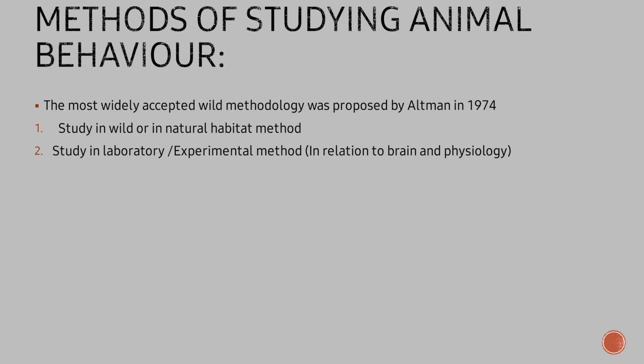So now let us look deep into the topic. What are the methods of studying animal behavior? The most accepted methodology was proposed by Altman in 1974. There are actually two methods of studying animal behavior, which include the study in its own natural environment, which is the wild or natural habitat method, or the study which is performed outside of its natural environment, which is the study in laboratory or experimental method. This method generally deals with the brain and its physiology.